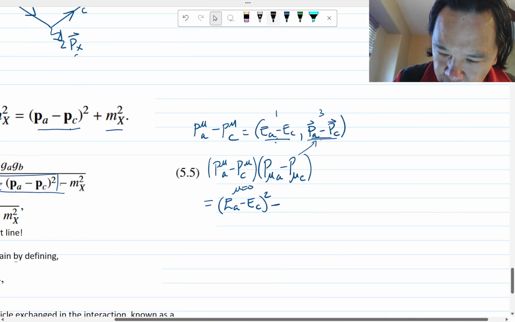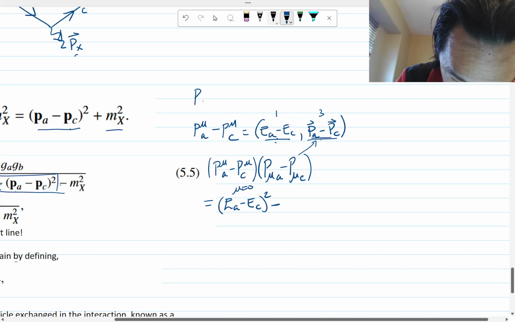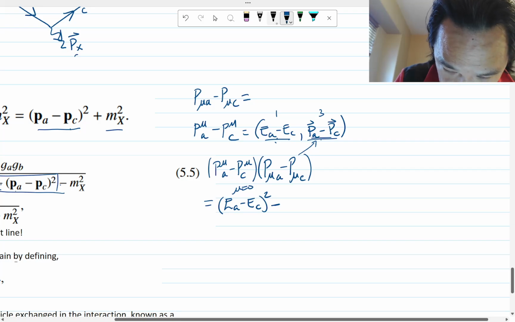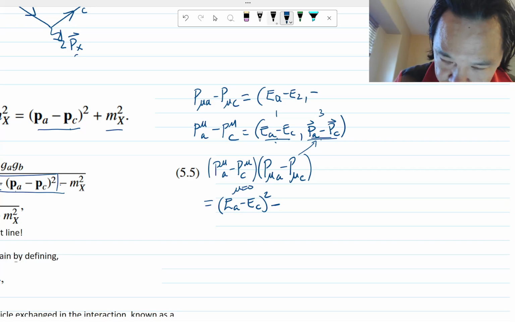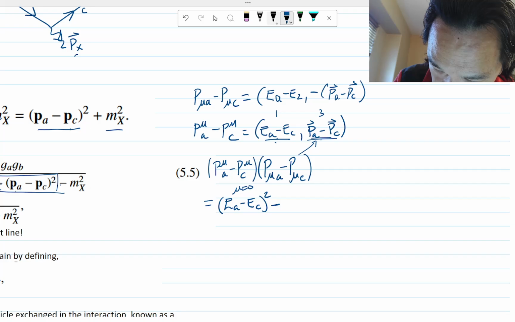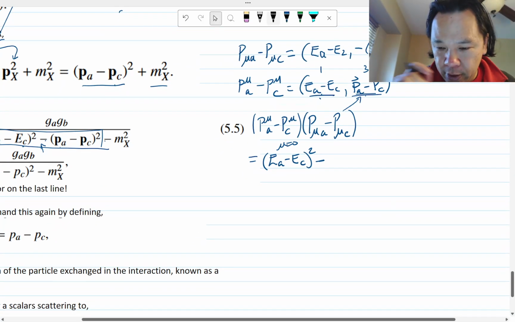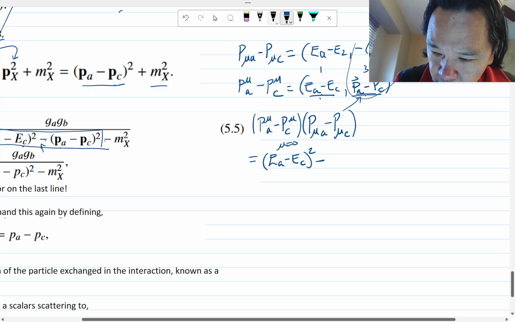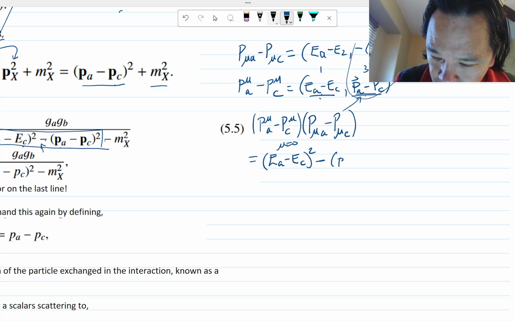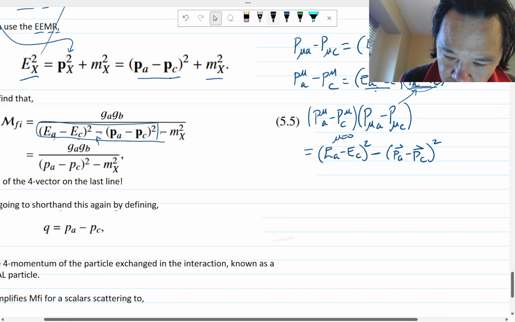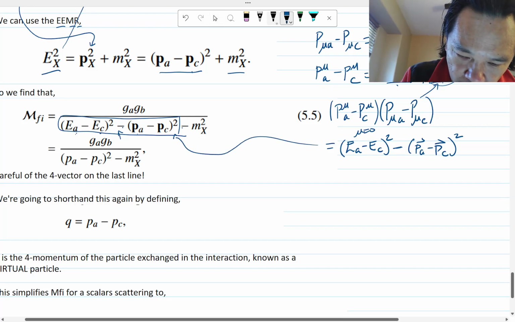Let me just write that out explicitly so we see it together. P mu A minus P mu C, whereas downstairs was the covariant. The energy part stays the same, but the 3 momentum gains an overall negative sign. So if you multiply these two together, you get minus the 3 momentum PA minus PC squared, and that's exactly what we have here in this box.